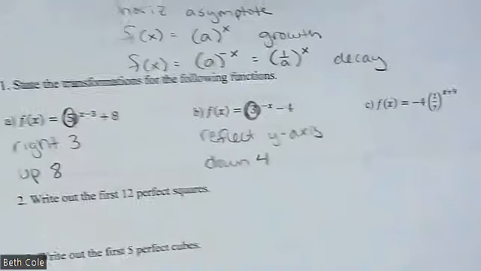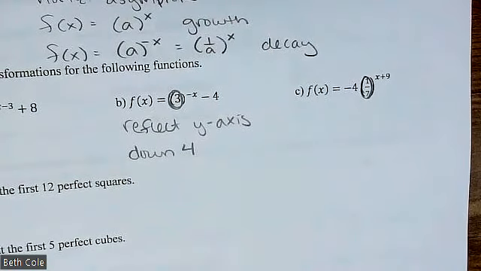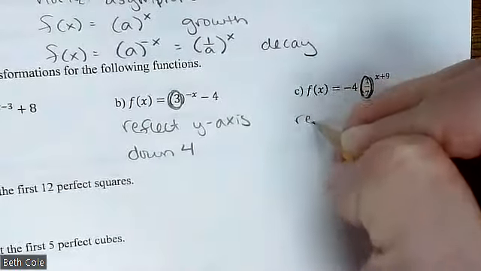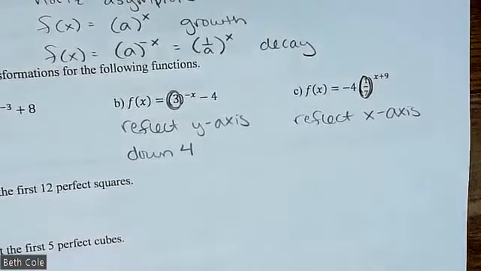And then for C, 1/7 is the base. That would be decay instead of growth. It would go down. And so what else happened? There's actually 3 things for this one. Reflect over X, good, because that one's outside. That's hard. That's, in my opinion, the hardest one. Reflect X-axis. It's a reflection, but just which one is it?